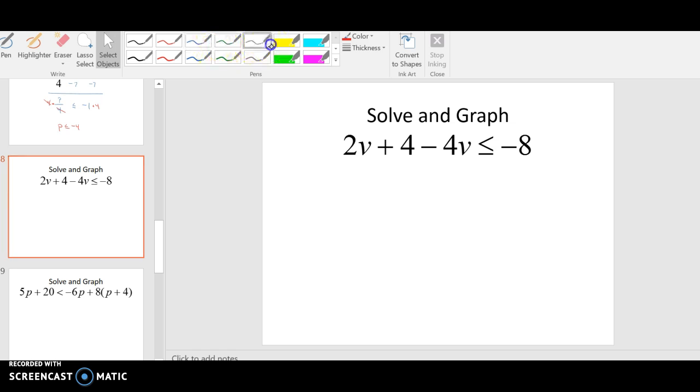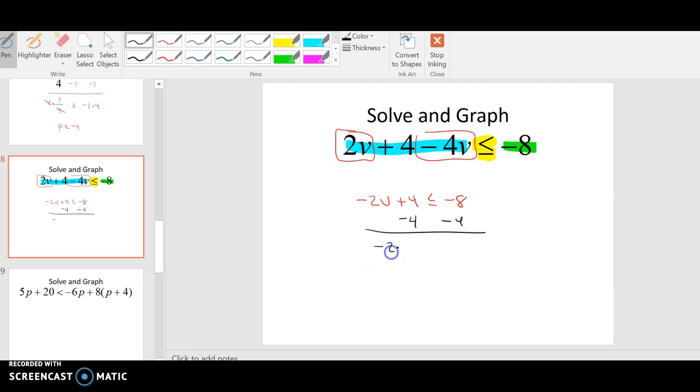Now here, if I look, I have no parentheses, but if I highlight the inequality sign, I have the left side and I have the right side. So what I have to do is combine like terms on the left side first. So 2v minus 4v will give me -2v plus 4 is less than or equal to -8. Now I can go ahead and subtract that 4 from both sides. When I do that, -2v is less than or equal to -12.